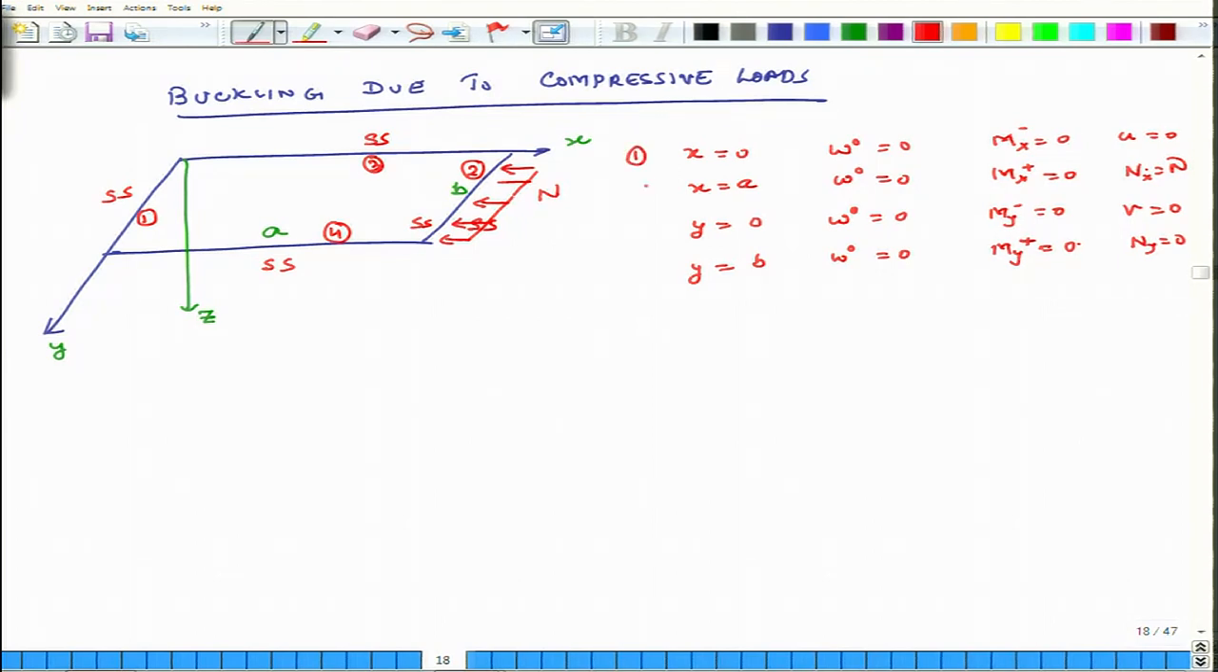So this is edge 1, edge 2, edge 3, edge 4. If it was not free to move in the y direction on both the edges, edges 3 and 4, then there would be a Poisson compression.